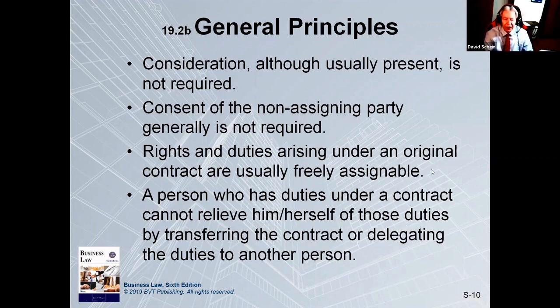Now, oftentimes the contract restricts assignment. If it does not, then both the rights and duties may be freely assigned, as this slide indicates.